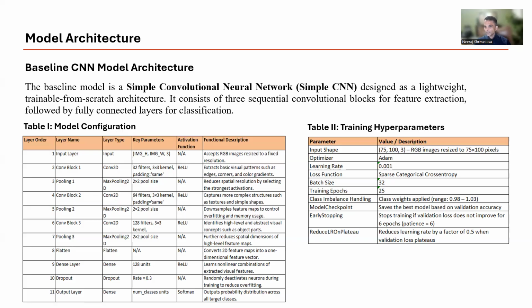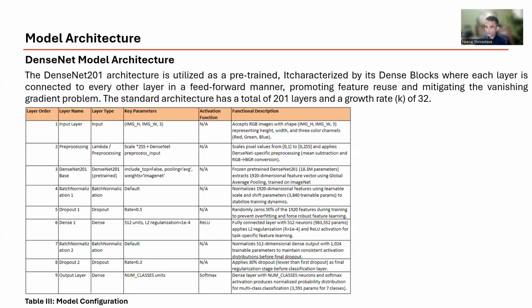Model checkpoint was added to save the best model based on the validation accuracy, and early stopping was introduced in case validation loss does not improve for 6 epochs. And reduce LR on plateau helps reduce the learning rate by a factor of 0.5 when validation loss plateaus.